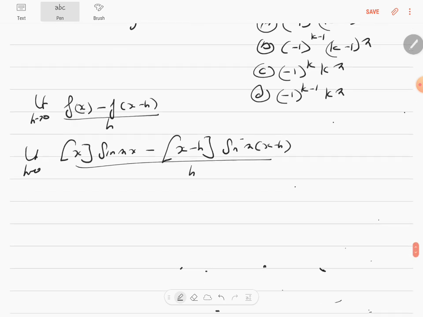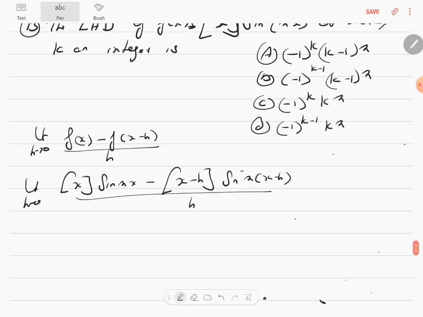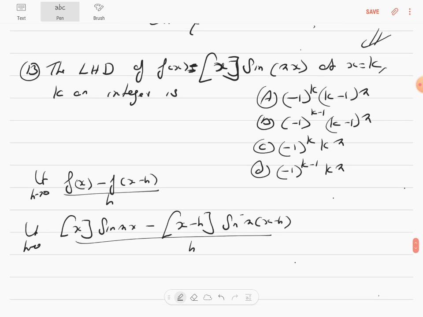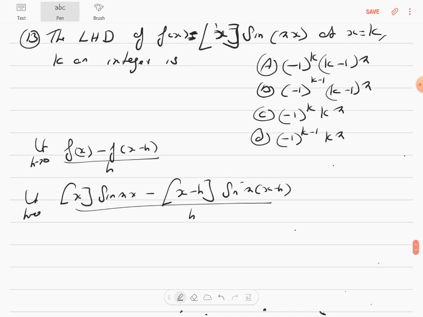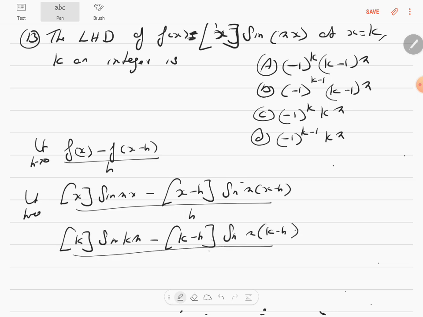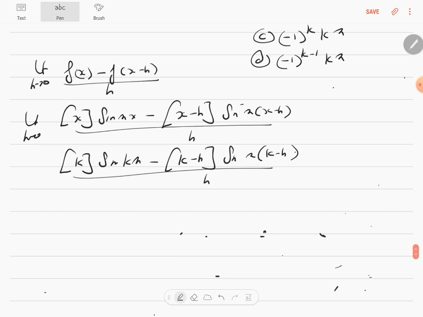The greatest integer function of x into sine pi x. This component, you can replace everything as k because x is approaching k. So you can write it as k into sine k pi minus the greatest integer function of k minus h into sine pi into k minus h, by h. When you do that, if k is an integer 1, 2, 3, 4, sine k pi is going to become 0.